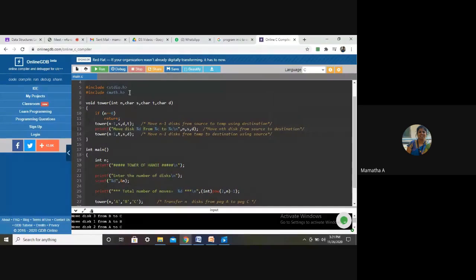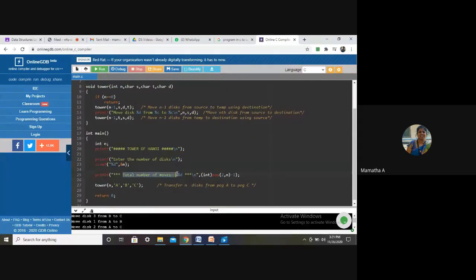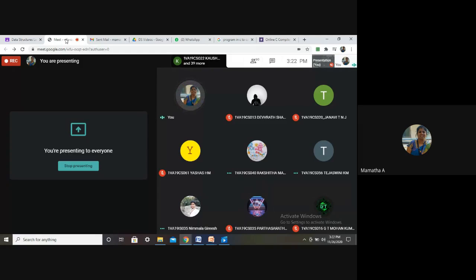That's how it is. So just to count the number of moves, I have included math.h and calculated the total number of moves as pow(2, n) minus 1. Power is a function which calculates the 2 power n value, and this will give me a float value. So just to typecast to integer, I have put the typecasting here. That's all. Clear, students? Yes, ma'am. Okay, very good.